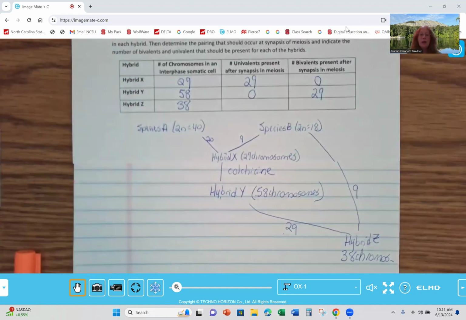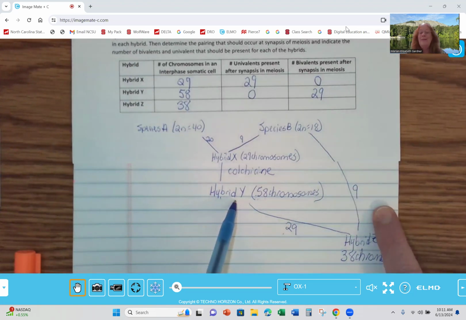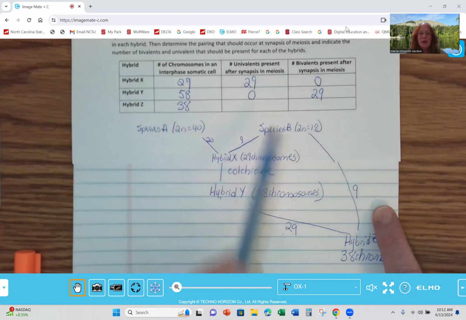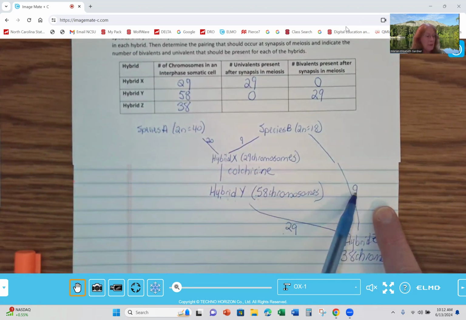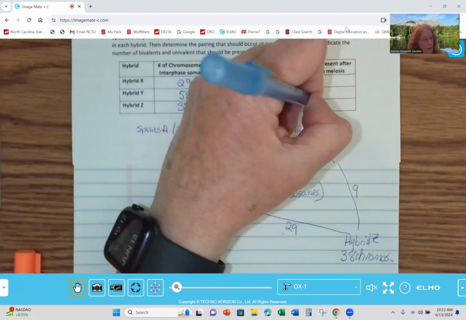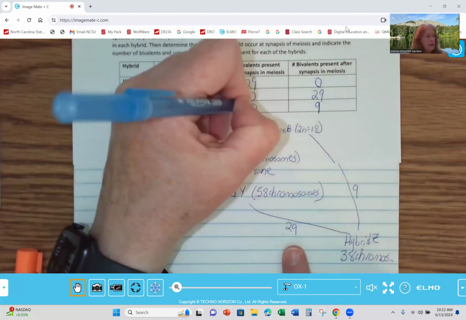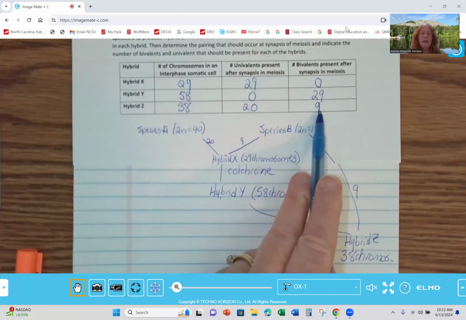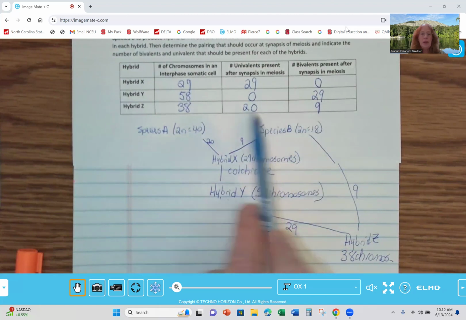Now, some of the chromosomes, though, in hybrid Y are related to those in species B, because species B is one of the progenitor species of hybrid Y, or ancestral or progenitor species. And it happens to be 9 of them. So those 9 will synapse with 9 of our 29. And of those 38 chromosomes, that means we only had 20 over here that are left to be univalents. Remember, each of these counts as 2 chromosomes, so we have to have a total of 38 chromosomes. 9 times 2 is 18, plus 20 is 38.